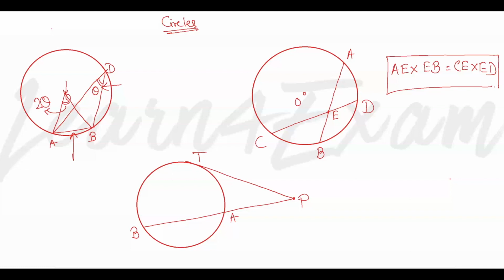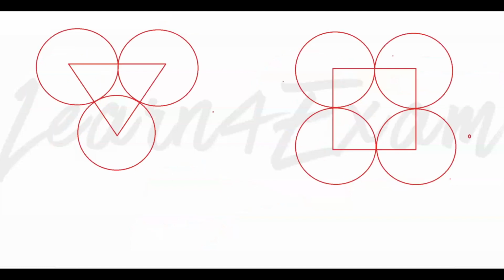Now, if we have a tangent PT to a circle, and from point P I draw a line cutting the circle at A and B, then PT square, that is the length of the tangent whole square, would be equal to the length of the entire line PB multiplied by the length of PA. This is something very important.